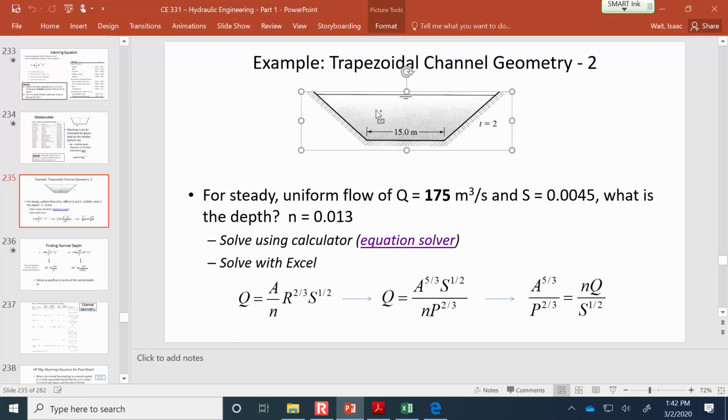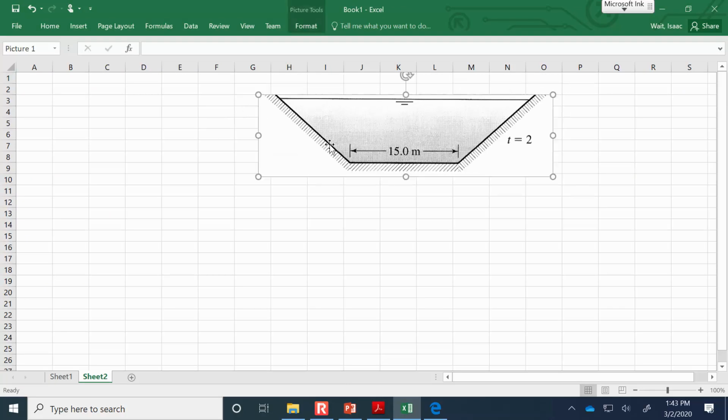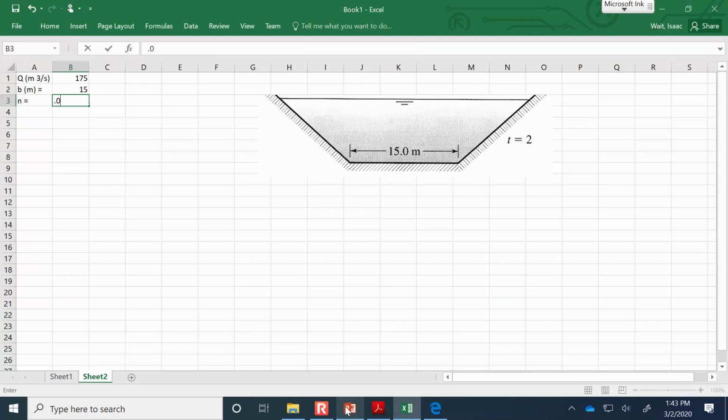So we've got this channel, and we are going to pass through there a flow rate of 175 cubic meters per second. So I'll put Q, cubic meters per second, is 175. And the bottom width of the channel is 15 meters. The N value, the roughness as it's described in the problem statement, is 0.013.